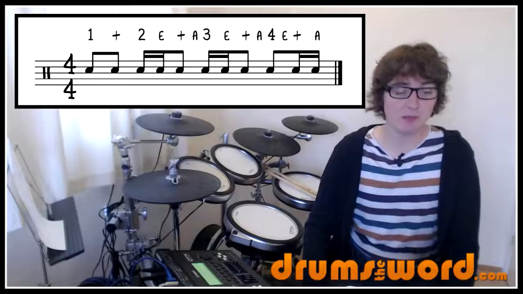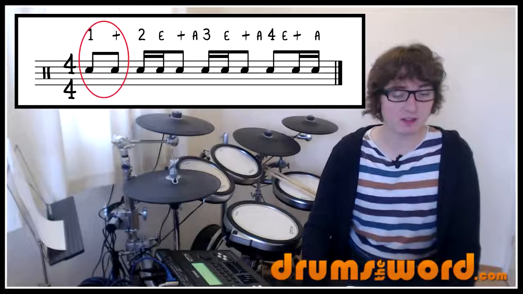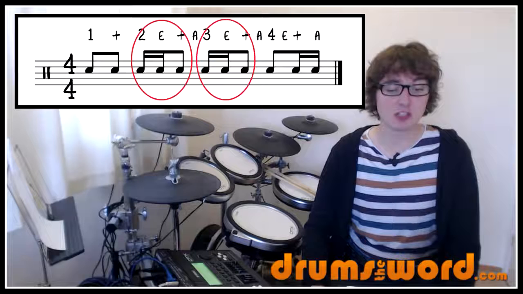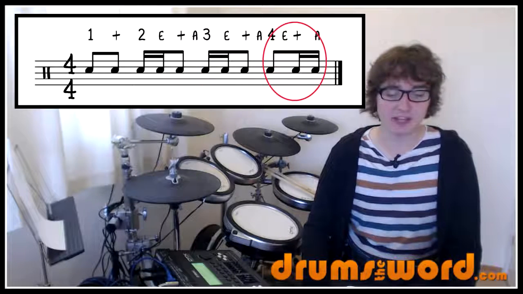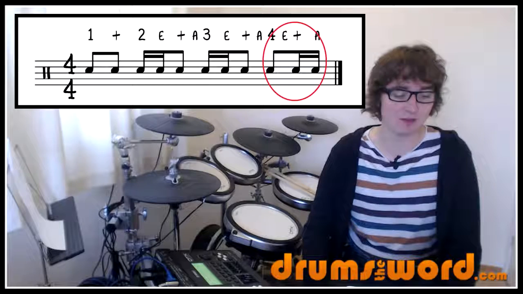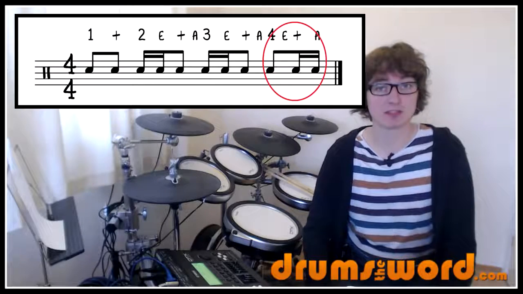In our next example, beat 1 contains two 8th notes, beats 2 and 3 contain two 16th notes joined to an 8th note, and beat 4 is filled with an 8th note joined to 2 16th notes. And here's what this bar sounds like.